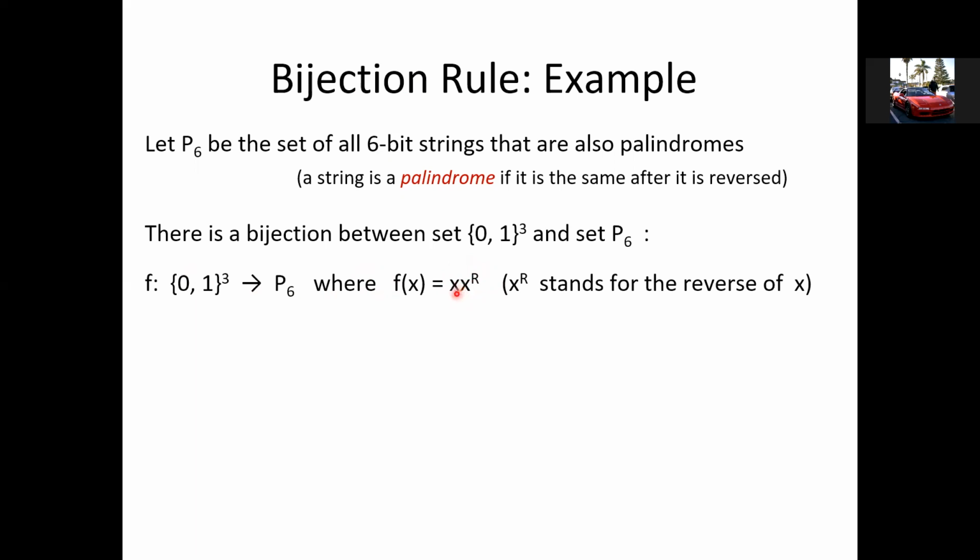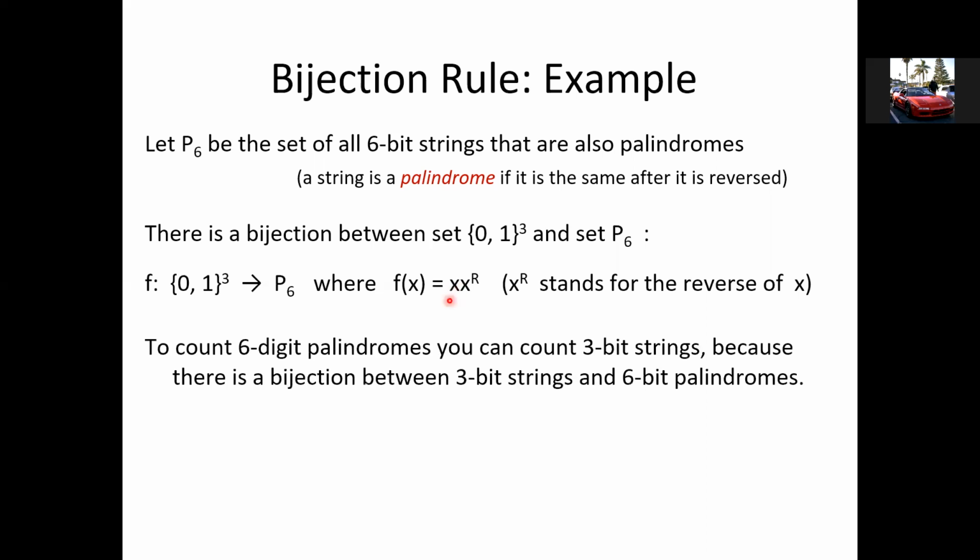Okay. Does it generate all palindromes? Yes, because for every palindrome, the first 3 bits are some x, and then the rest must be a reverse of that. So it is a bijection, and so it's actually easy to count them, right? It's just the number of 3-bit strings. You don't have to think of this as a case of a bijection. You can think like this.